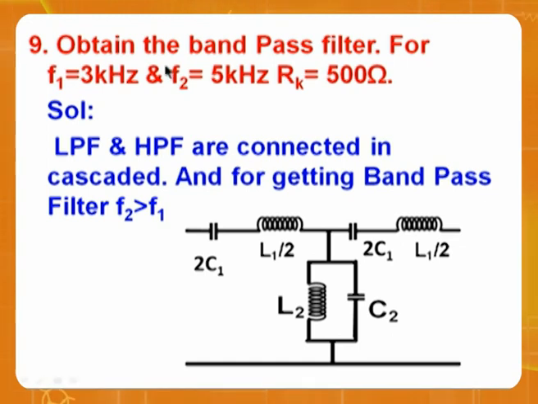Let's go to the 9th problem. Obtain the band pass filter for F1 and F2 given as 3K and 5K, RK is this. As I told you, it is a matter of cascading low pass and high pass. Then you need to design using the formulas which you have already been given. Solution.